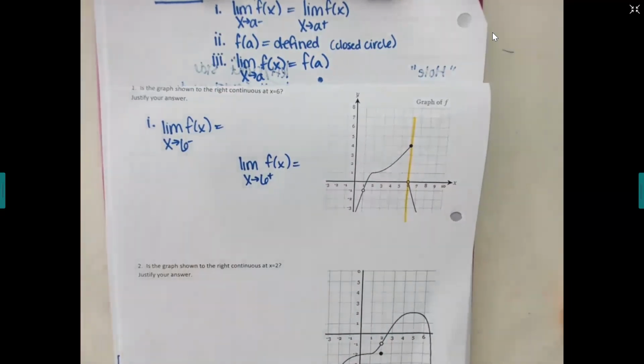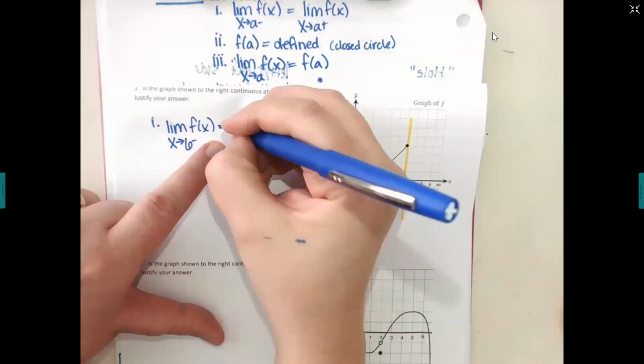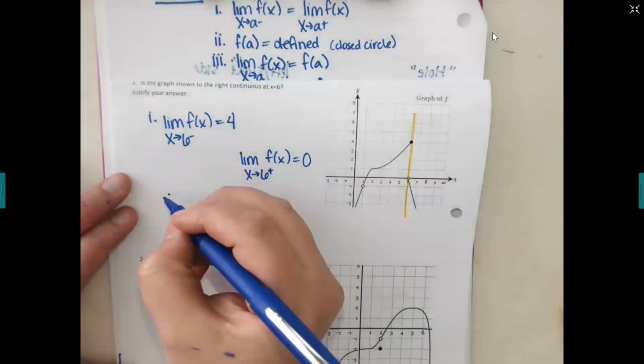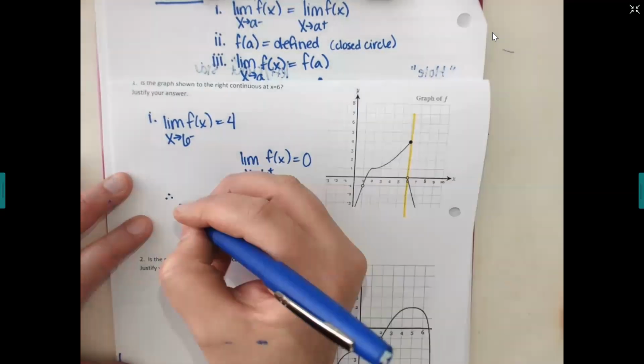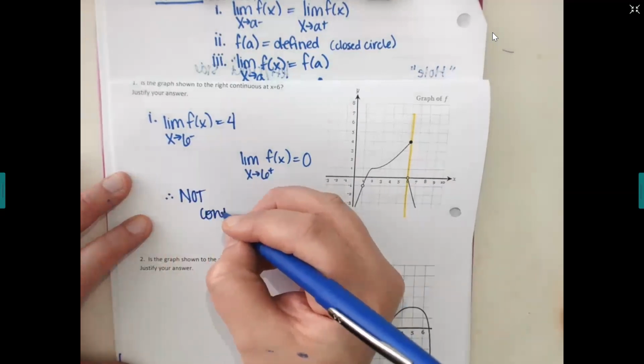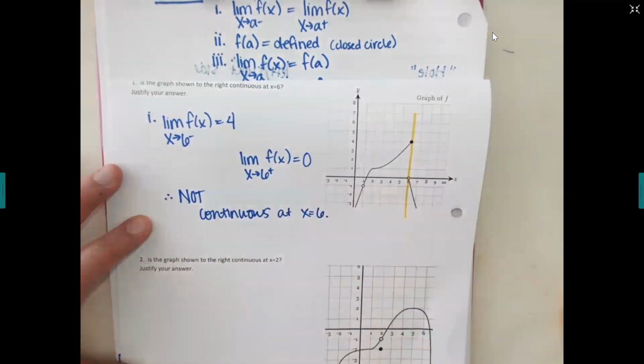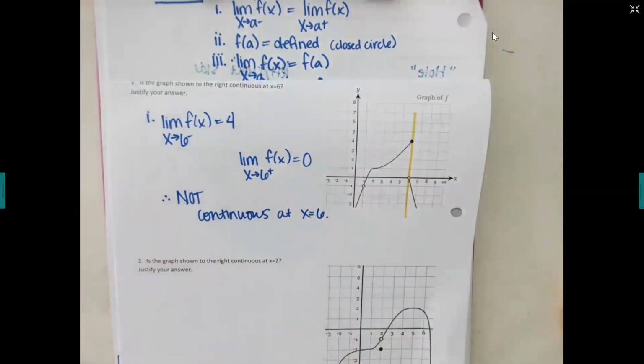We said that our left side approached 4, but what did our right side approach? 0. Then at that point, you would say, oh, for step 1, these were supposed to match and they didn't. We can automatically make our conclusion. Therefore, not continuous at x equals 6. Okay, why would I go on to part 2 if I already know that my first necessity didn't happen? Then I'm not even going to go on and check 2 and 3. Okay?